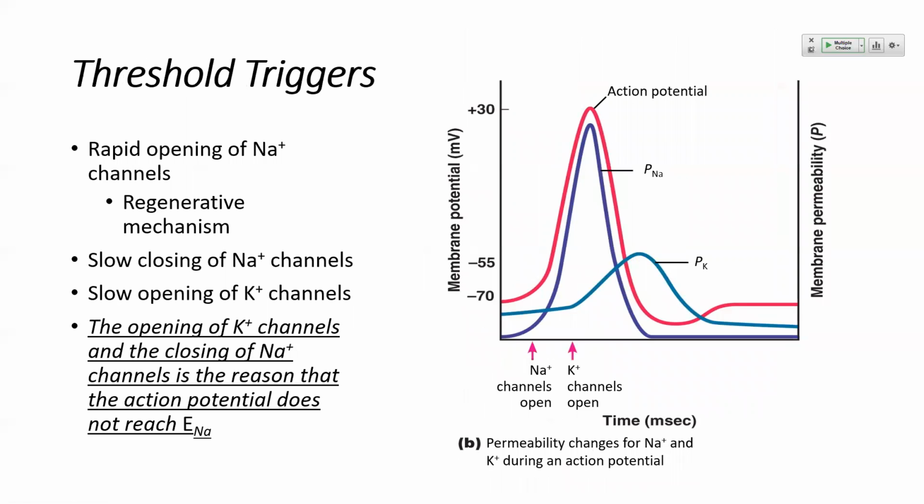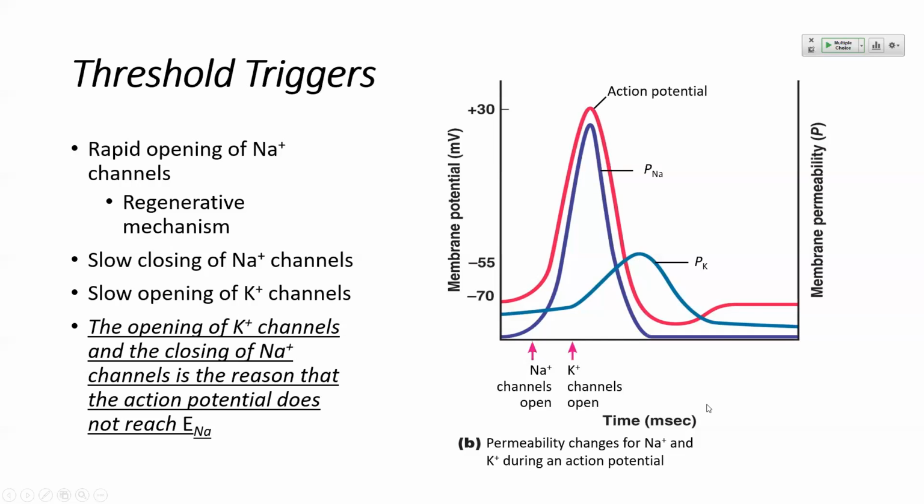When they do get to negative 55, we have rapid opening of sodium channels, so the membrane permeability for sodium increases. And you can see these two permeability graphs here, right? This is the sodium permeability rapidly increasing, and then rapidly decreasing as the inactivation gates close. And then we see that the potassium permeability is slowly increasing after that 1 millisecond, and then again slowly decreasing as we get further down.